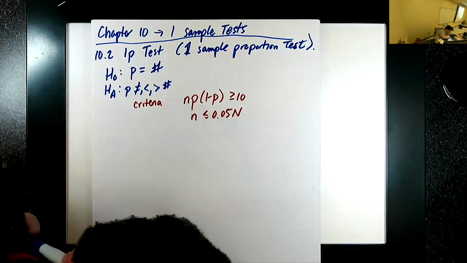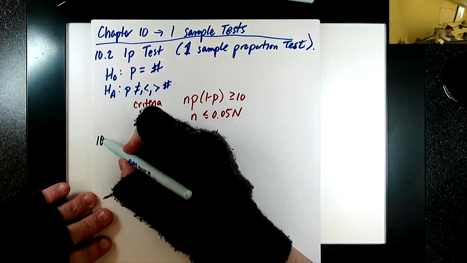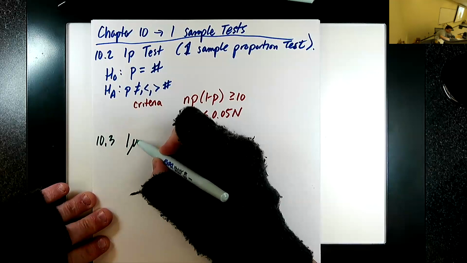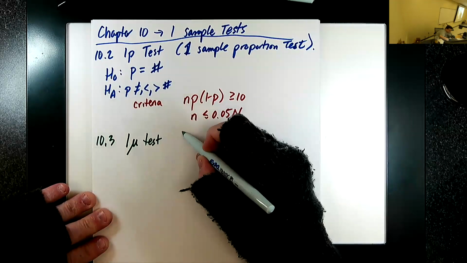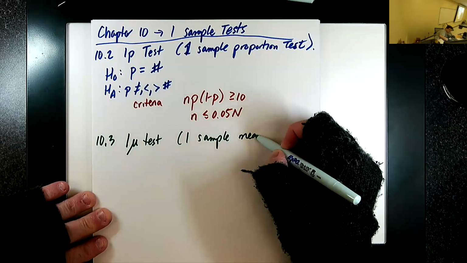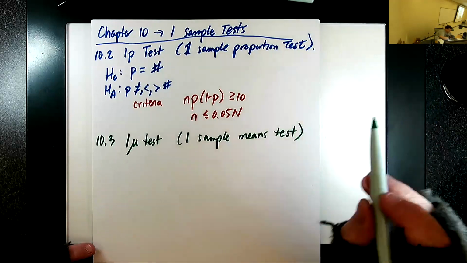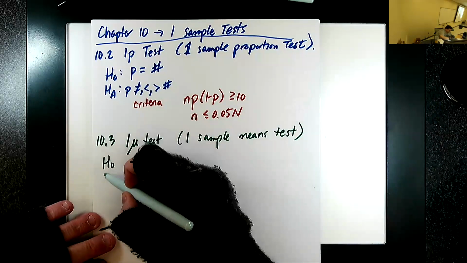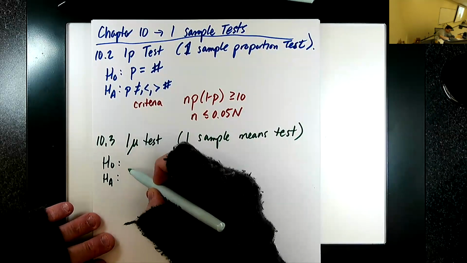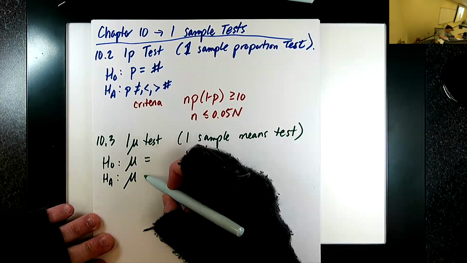10.3 is a one means test, one mu test, or one sample means test. So H naught and HA will both have mu in it. Mu equals or mu doesn't equal.